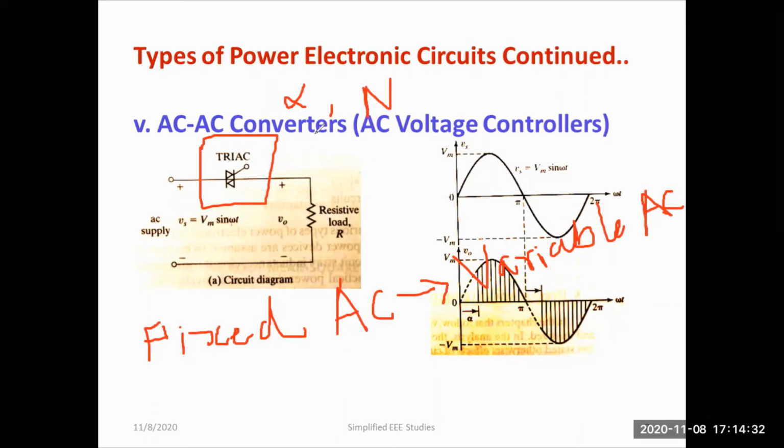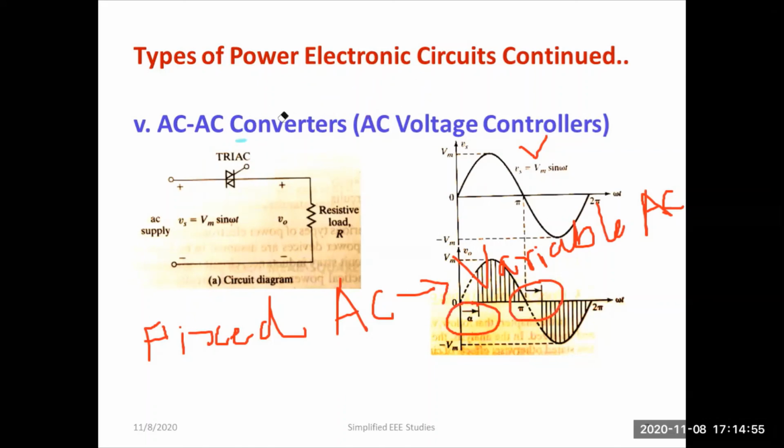This is also known as an AC voltage controller. Here, the triac is the main component that converts fixed AC supply into variable AC supply. This is your fixed AC supply, and what you are getting is variable AC supply. Here, this is the firing angle alpha. By changing the firing angle, you can control the output voltage. That's a specialty here. It's an AC to AC converter.